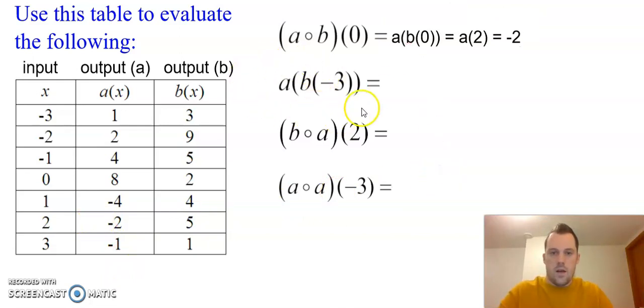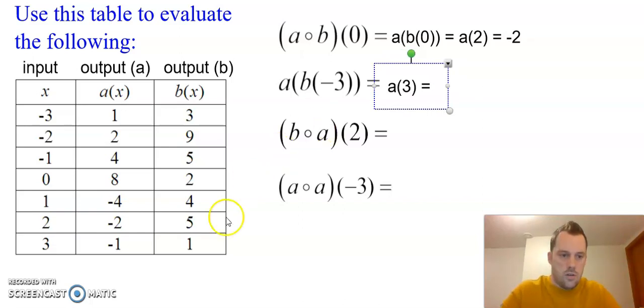Make sure to try these others before we go over them. We'll go a little quicker here. So a of b of -3. -3 input into our b function gives us an output of 3. Now 3 is our new input into our a function. Input of 3 gives us an output of -1.